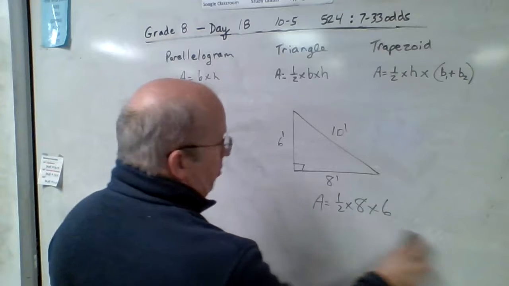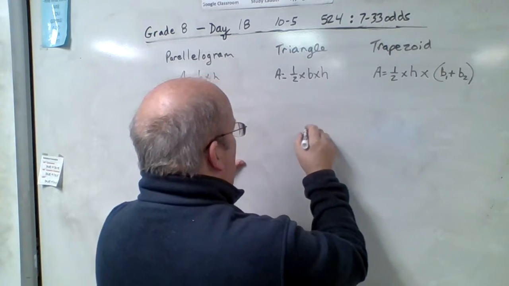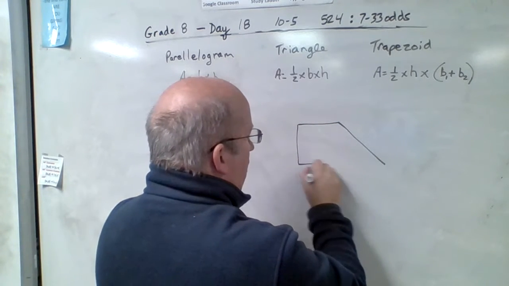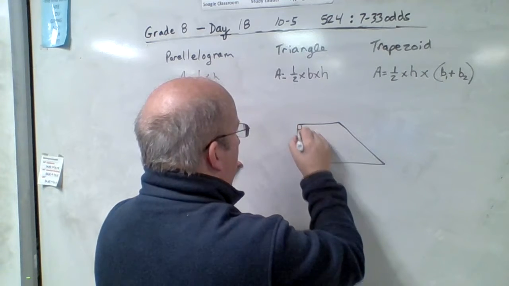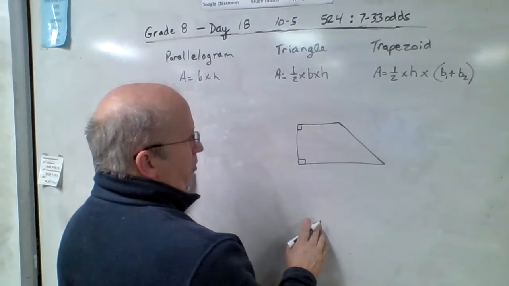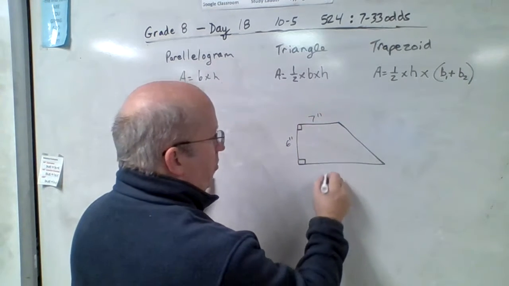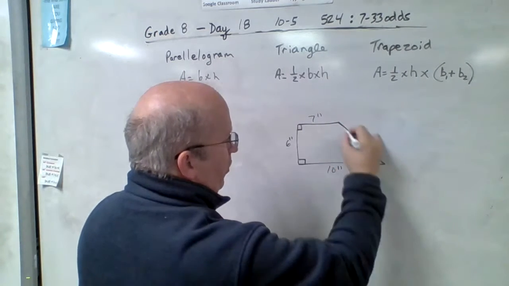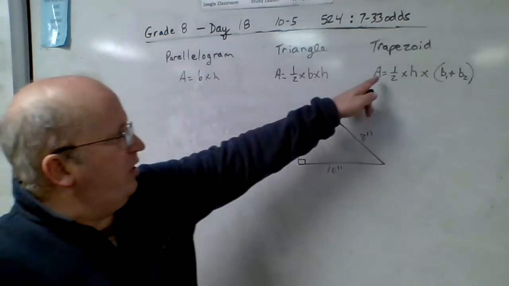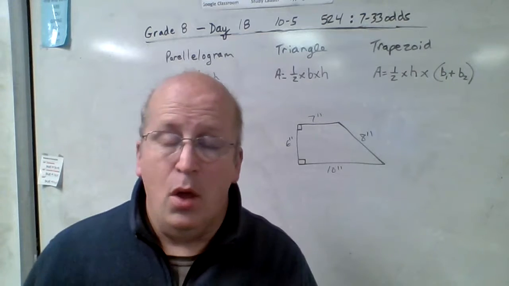Finally, trapezoids. What do we do with a trapezoid? Let's start with a rather strangely shaped trapezoid that looks like this. I'm going to put a right angle symbol here, right angle symbol here. I'm going to give you all sorts of numbers here. We're going to talk about this being 6 inches, 7 inches, 10 inches, and over here, this is going to be 8 inches. The formula says area equals 1/2 times the height times the adding up of the bases.